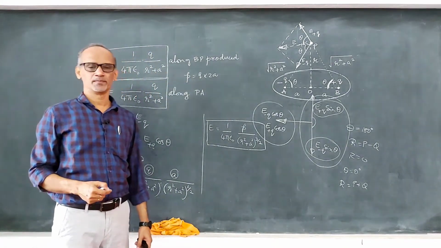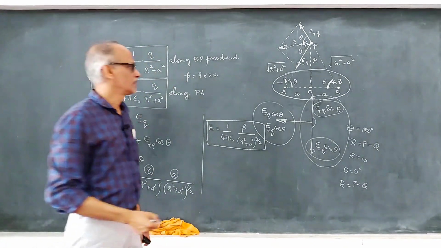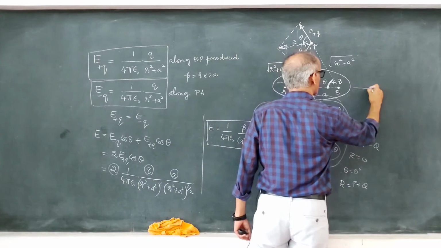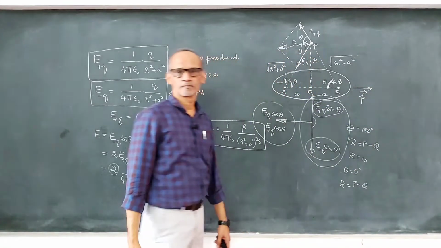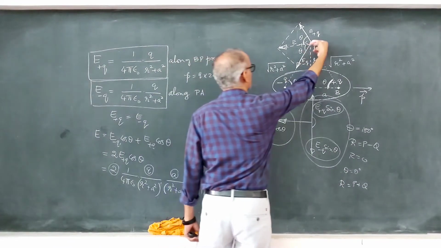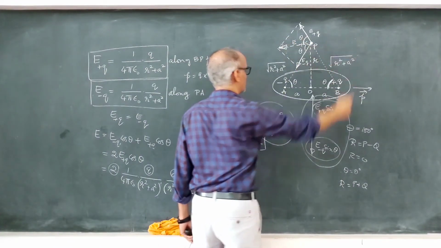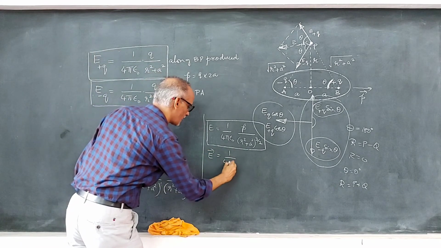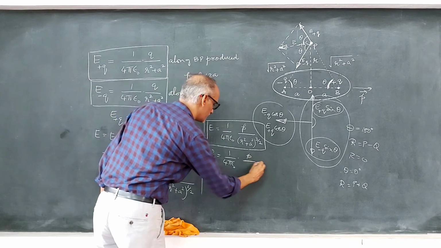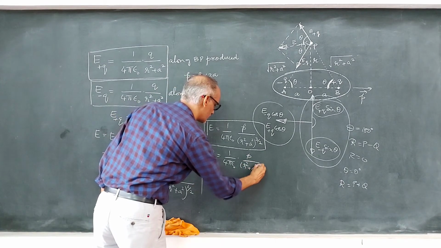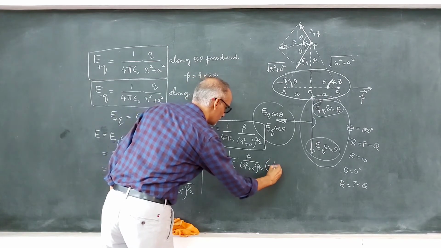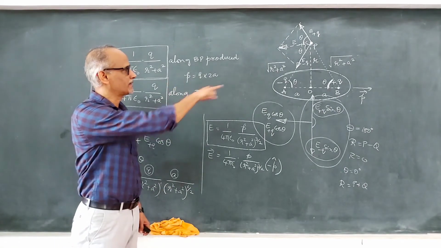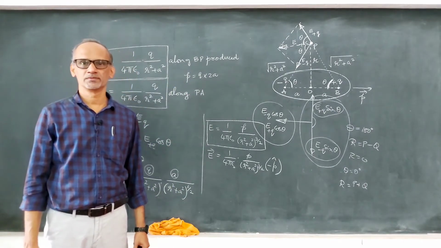How to write this in vector form? If you see the diagram, the dipole moment is like this, from minus q to plus q. This is the direction of the dipole moment. But the resultant electric field is exactly opposite. See, this and this are opposite. So when we write in vector form, we write: vector E is equal to 1 by 4 pi epsilon naught, p by r square plus a square to the power 3 by 2, and then we write minus p cap. Minus indicates that the electric field and the dipole moment are in opposite directions.